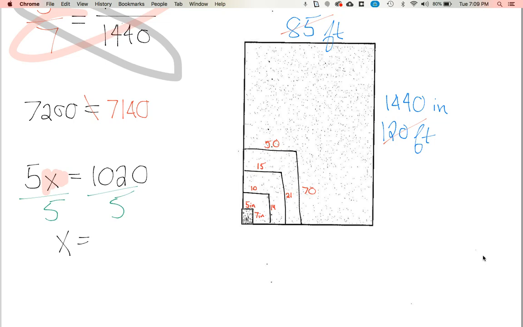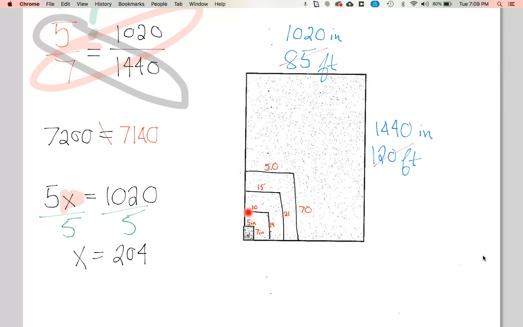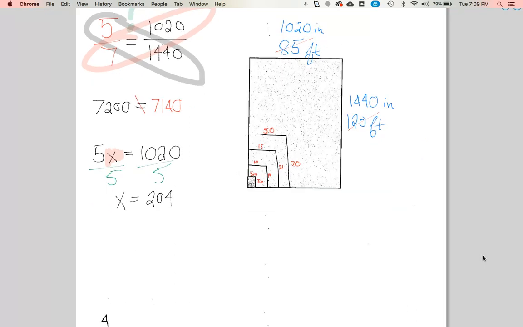So 1020 divided by 5. That means that picture has to get 204 times bigger for this horizontal distance to max out to 1020. So that's one scenario. What if we do the other scenario? What's it going to take for 7 to turn into 1440? So 7 times some unknown multiplier is going to turn into 1440.